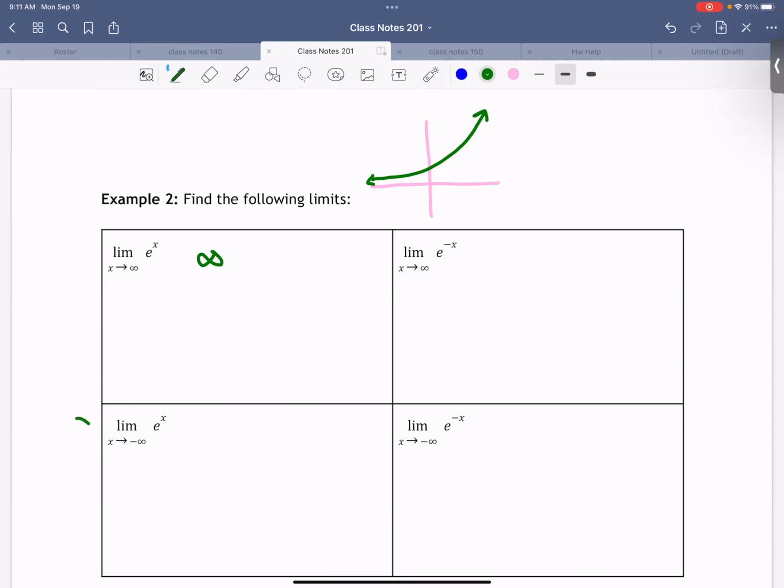Let's go to the bottom one here. What's the limit as x approaches negative infinity of our function? 0, right? Because as we're going to the left, our function is getting closer and closer to 0.